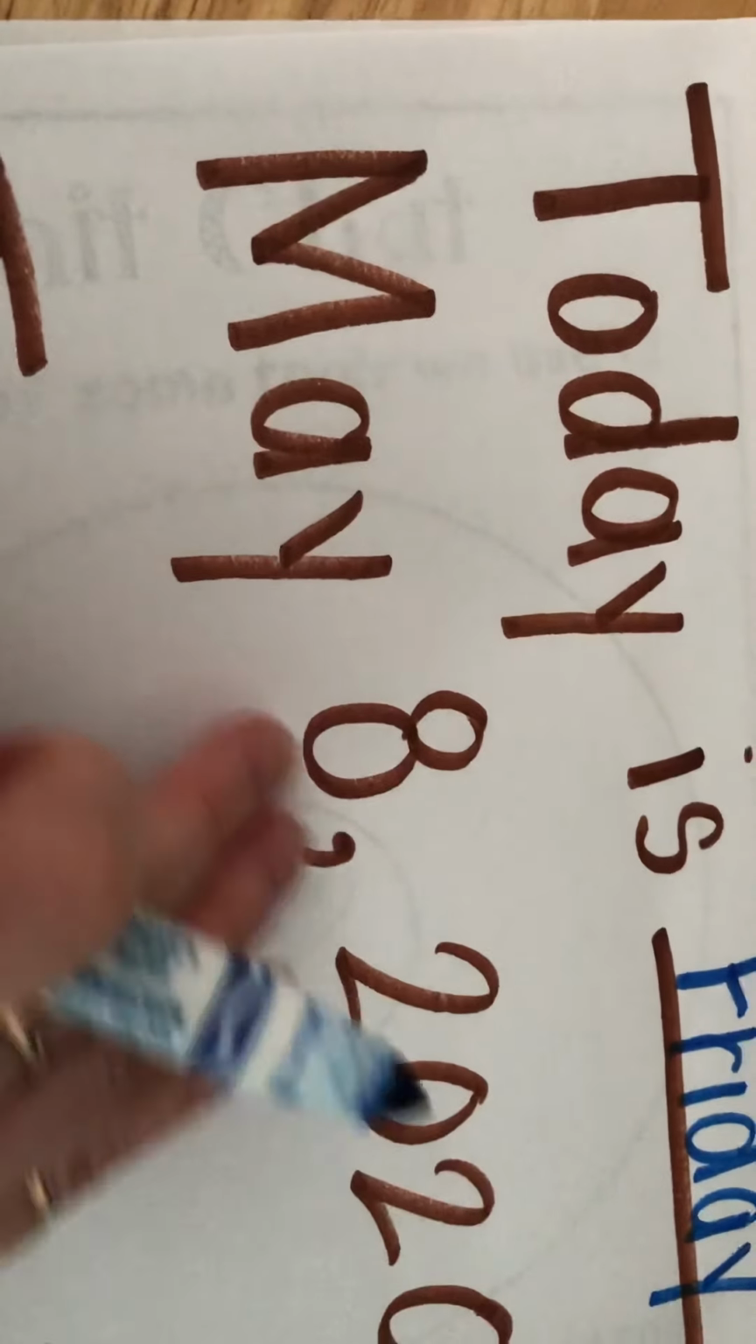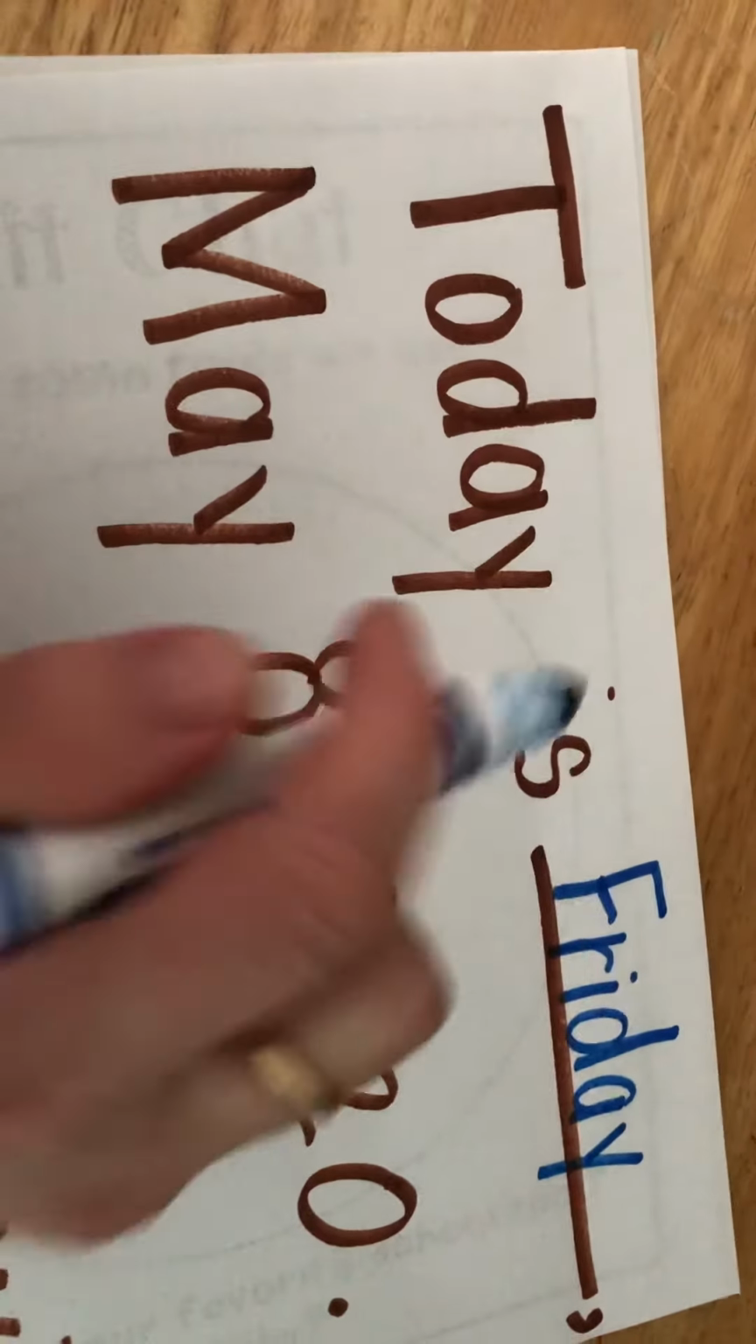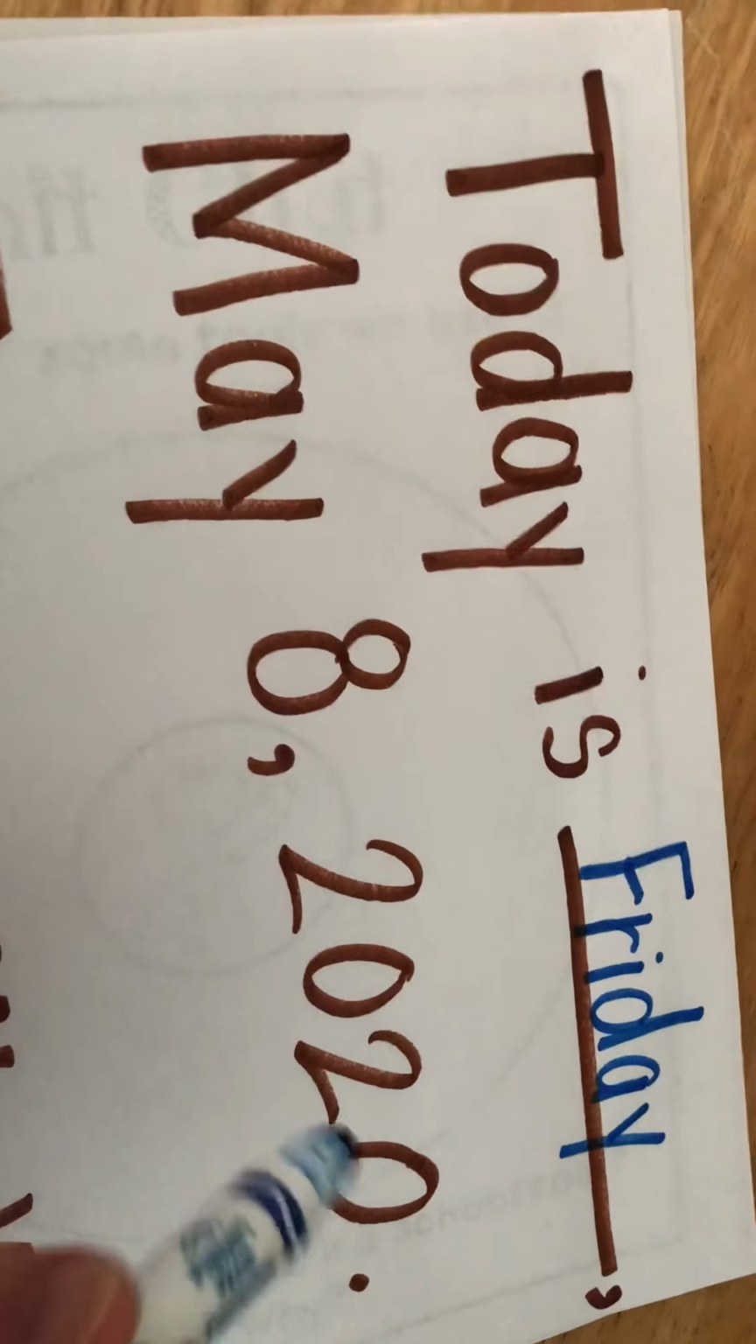And here is today's date. We have the month, the number, and the year. May 8th, 2020. So let's read our sentence. Today is Friday, May 8th, 2020.